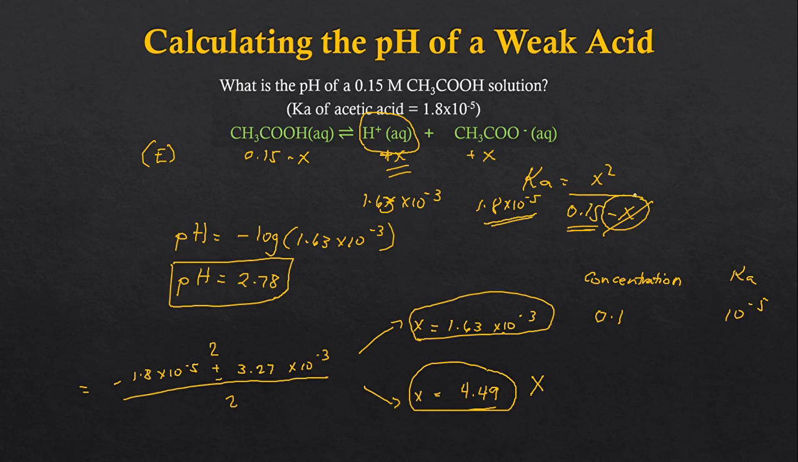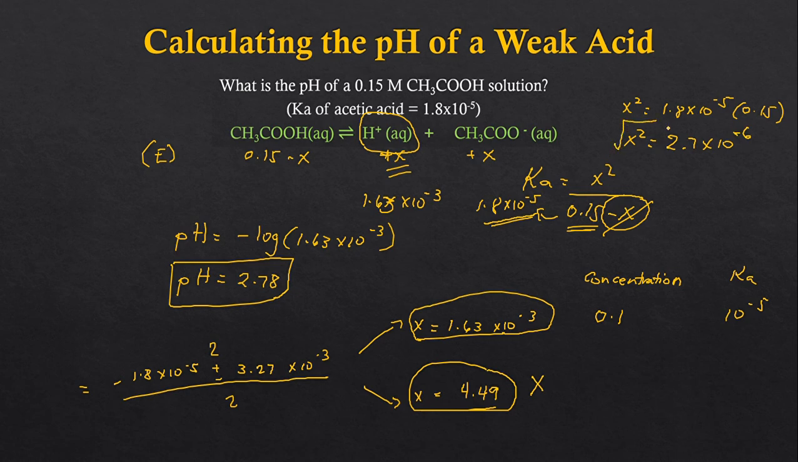So, if we do this, i-cross multiply lang natin itong 0.15 sa 1.8 times 10 to the negative 5. So, therefore, we will get x squared is equal to 1.8 times 10 to the negative 5 times 0.15. Anong kalalabas na yan? 1.8 times 10 to the negative 5 times 0.15. So, x squared is equal to 2.7 times 10 to the negative 6.